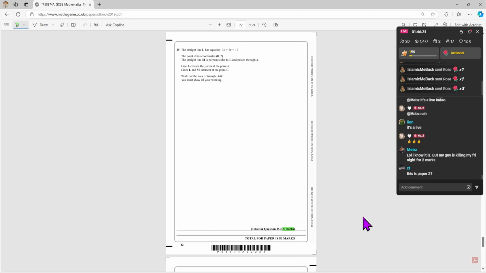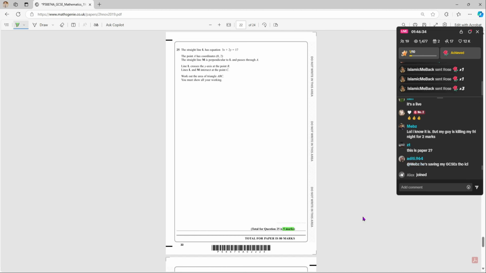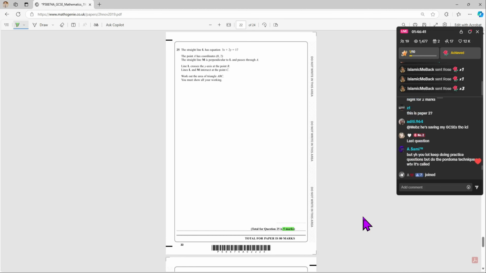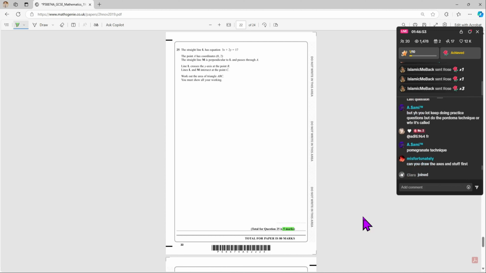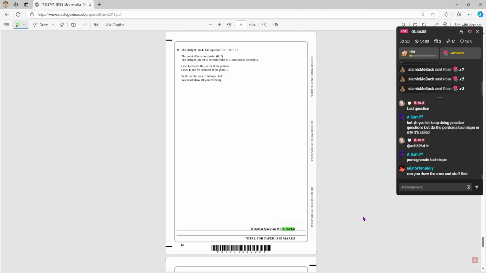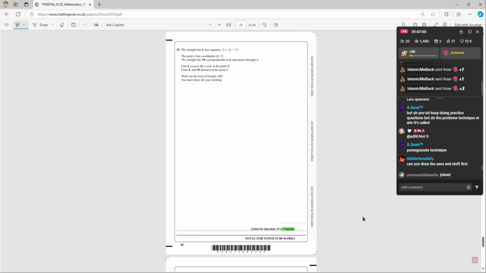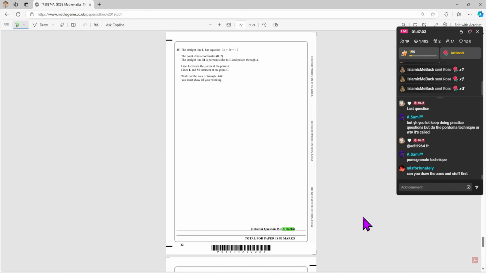The straight line L has the equation 3x + 2y = 17. The point A has coordinates (0, 2). The straight line M is perpendicular to L and passes through A. Line L crosses the y-axis at point B, and lines L and M intersect at point C. We need to work out the area of triangle ABC. So the first thing we have to do is work out the equation of line M.